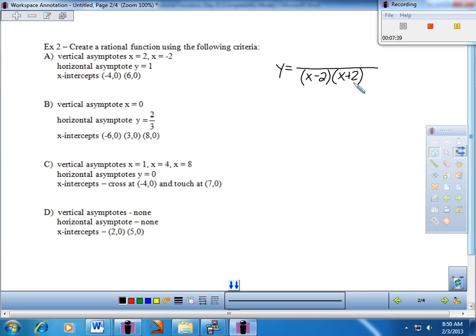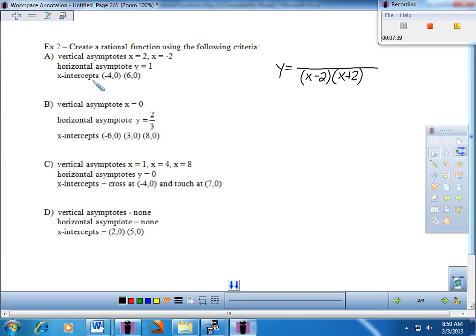I'm going to skip the horizontal asymptote for the time being. We'll try to match that up at the end. To me, I think we've got this piece. Now let's jump to this piece. So what about those x-intercepts? Where do they come from? And what would have to be in our model to make that occur?